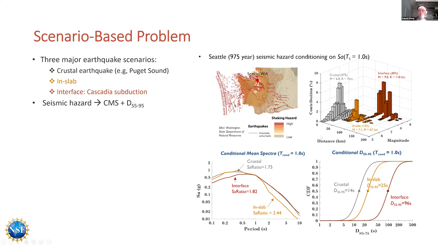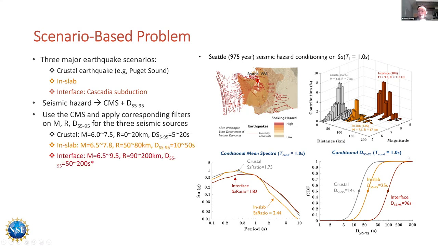And the biggest difference is on the duration side. You can see the crustal earthquake relatively has shorter durations, 14 seconds in the median for the DS 5 to 95 significant duration. And then at the other extreme end, the interface earthquake can produce really long duration ground motions. The median goes up to 96 seconds here.